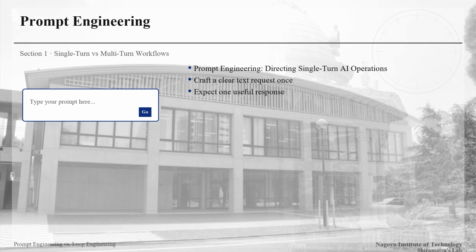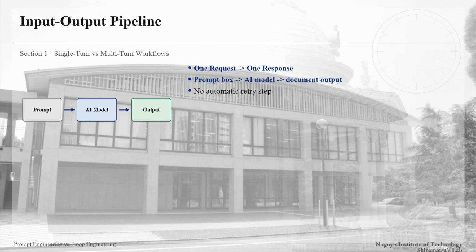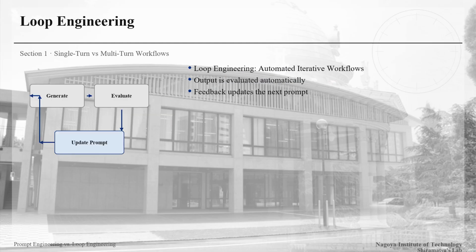One request, one response. Visually, a prompt feeds into the model and immediately returns a finished answer. One request leads to one response. Loop engineering adds automation. The AI output is evaluated. Then feedback is sent back into a new prompt, again and again.